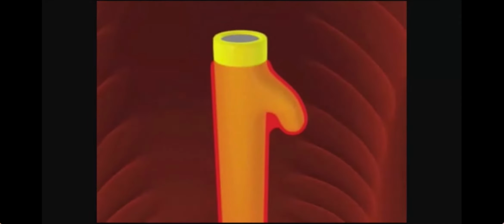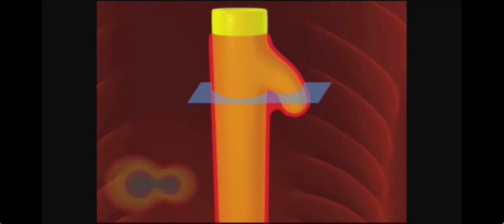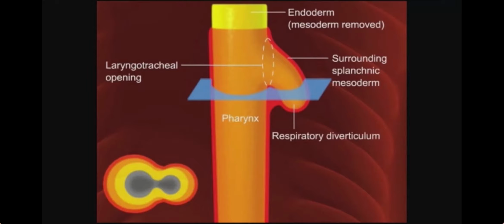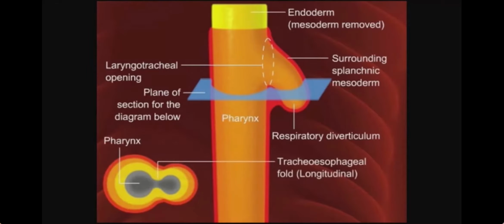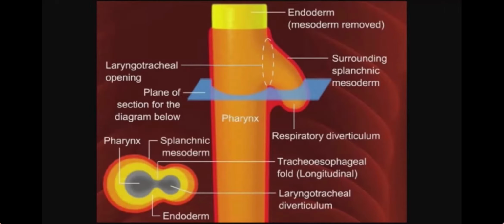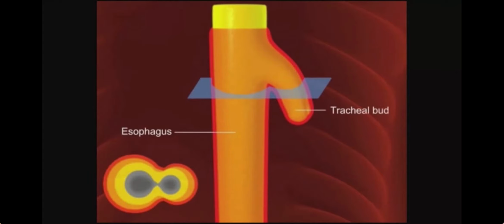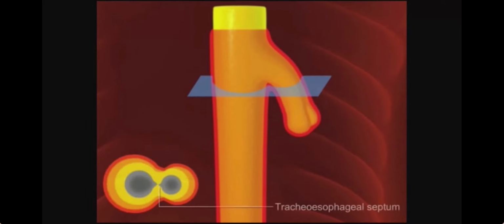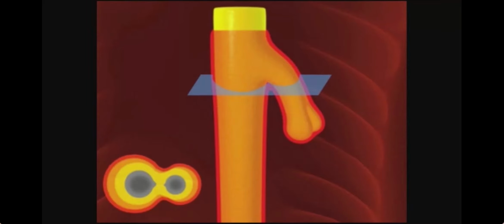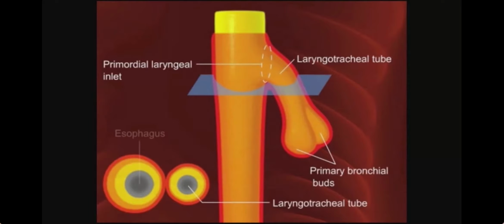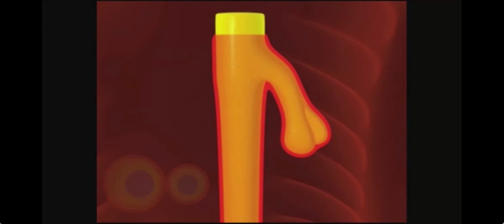The laryngotracheal groove gives rise to the respiratory diverticulum, which is surrounded by splanchnic mesoderm. As the diverticulum extends caudally, 2 longitudinal ridges are formed from the surrounding mesenchyme. The transverse cross-sections show how the tracheoesophageal folds fuse to form the tracheoesophageal septum. This septum separates the ventral respiratory diverticulum, tracheal bud, from the dorsal esophagus. The respiratory diverticulum branches into 2 primary bronchial or lung buds.